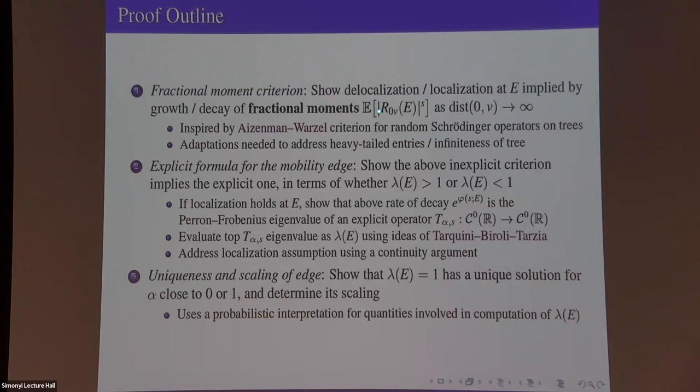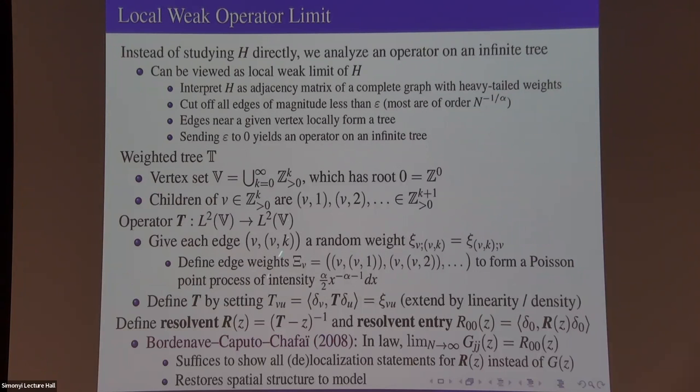Let me quickly explain what this means. So R_0V, I remind you that R is the resolvent, so it's this (T minus E) inverse, so in particular some infinite dimensional operator. And then I can just look at the 0V entry for any two vertices, the root and some vertex V.